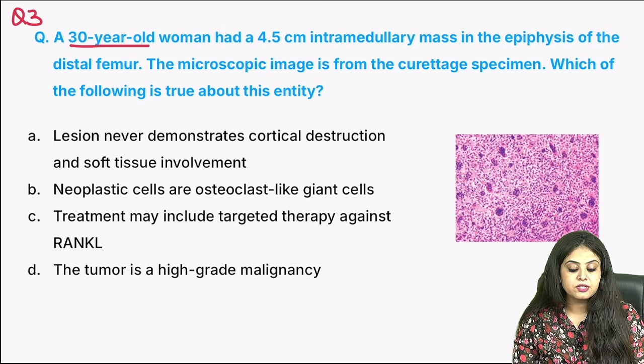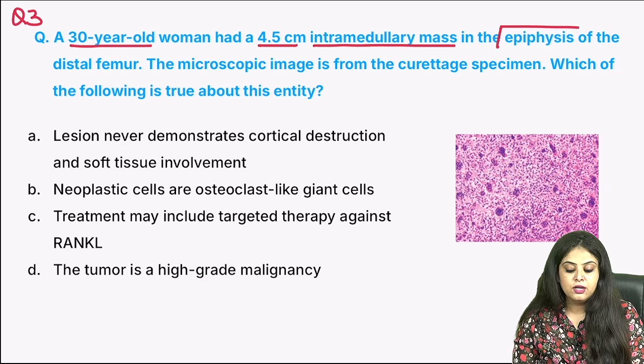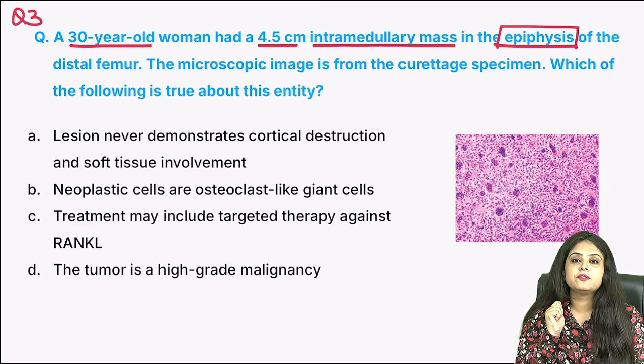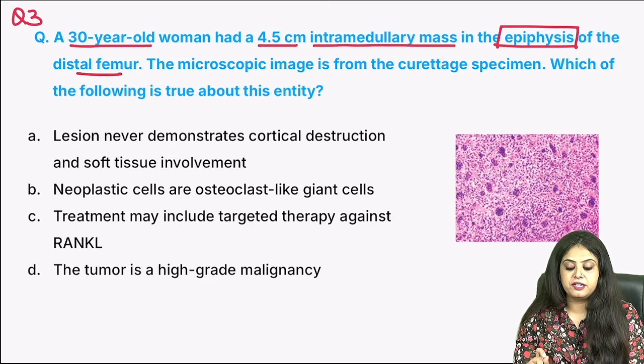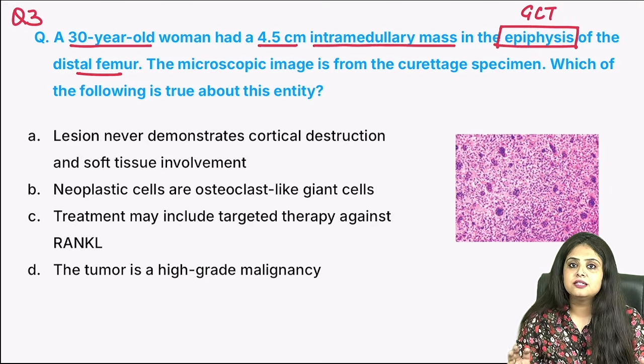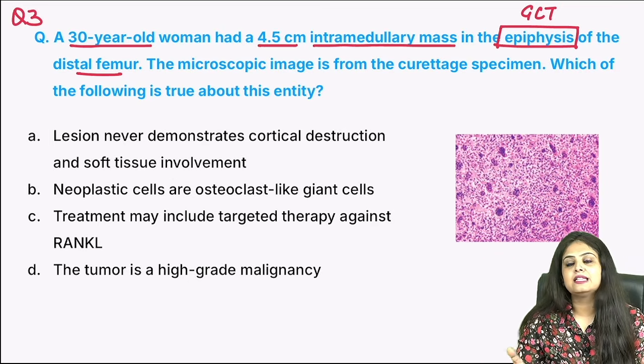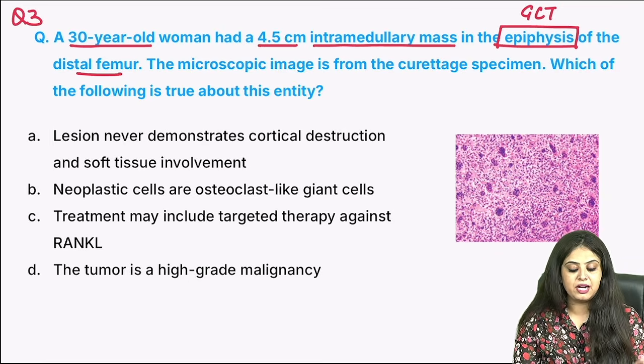So now here we have a 30-year-old woman, and there is a 4.5 centimeter intramedullary mass which is present in the epiphysis of the distal femur. Distal femur and epiphysis. Clinically, the first thing coming to my mind, epiphyseal tumor in the distal femur, means near the knee joint, I think of a giant cell tumor, but let's see if I'm right.